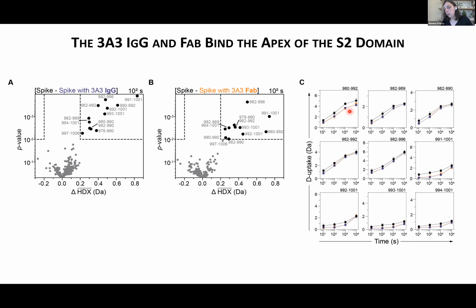So now if we map this onto the spike protein structure, so this is the structure of the monomer. In blue, I'm showing the data for IgG. In orange, I'm showing the data for the Fab. They're essentially identical, but you can see we clearly localize the binding or the epitope to the apex of this S2 domain. If we look at the sequence of this epitope between 7 different coronaviruses, we can see that it's highly conserved. And if we look at the structures of the spike proteins from these coronaviruses, we can also see that it's structurally very conserved. So we were able to very rapidly identify the epitope of this 3A3 IgG.